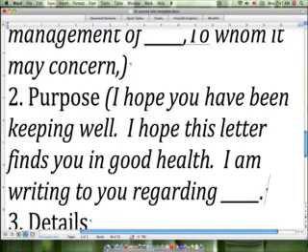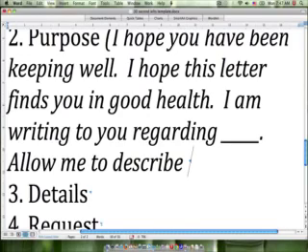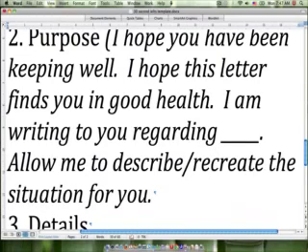Okay, now following this, we might include some kind of sentence, such as, allow me to describe the situation for you. Now the verb describe, you can change that to allow me to perhaps recreate the situation for you.